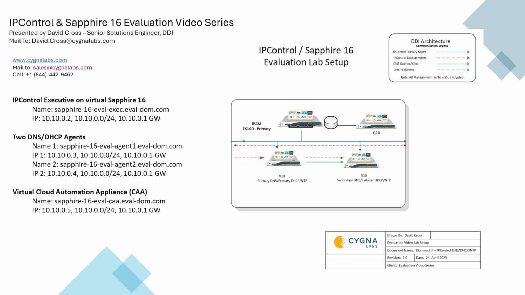What I'm going to cover in this video series, and to try to help you visualize where we're going to go forward with this, I have a basic lab. We're going to deploy 4 Sapphire appliances, one of which will be our IPControl executive, which acts as the manager, and that is where we have the MySQL database, Tomcat services for the web UI, and also the API interfaces that we're going to connect to and cover in a later video with the cloud automation appliance.